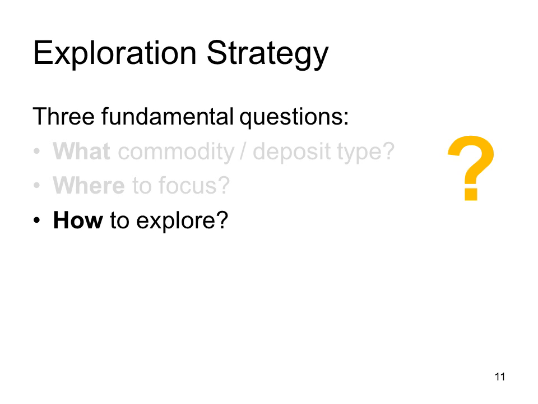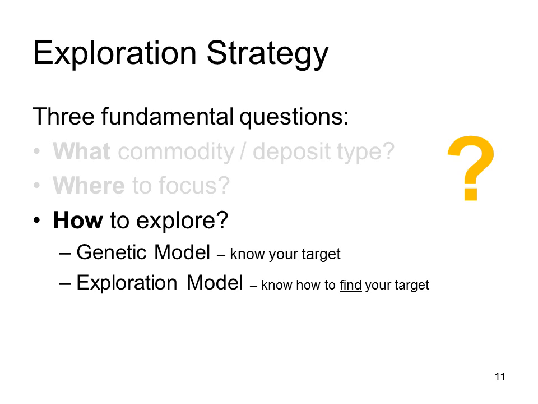The answer to the final question about how we explore for the commodity of interest is answered by building a genetic model and an exploration model. Now, what's the difference between these two? A genetic model builds up an understanding of how the deposits form and what are the critical controls on the mineralization. So we need to ask questions such as, what are the preferred host rocks? Are they structurally controlled or stratigraphically controlled?